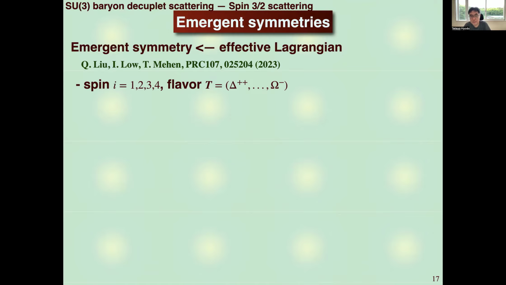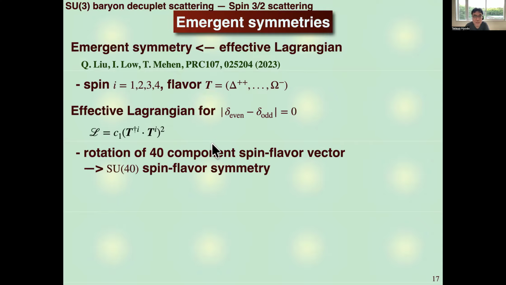So in order to look at the emergent symmetries, it is rather easy to utilize the effective Lagrangian, the effective field theory approach in the low energy limit. That is actually also related to the effective field theory that we introduced in the non-relativistic scattering of the particle system. To describe the baryon field, one baryon contains a flavor index, which is expressed by the vector in the flavor space, while the spin is expressed by the suffix I, where I runs from 1 to 4, representing the plus 3 half, plus 1 half, minus 1 half, minus 3 half, and so on.